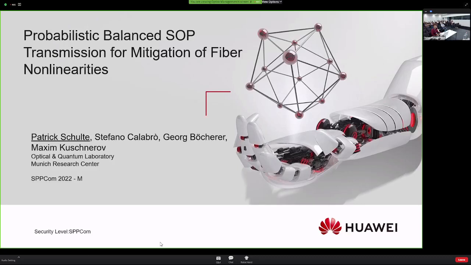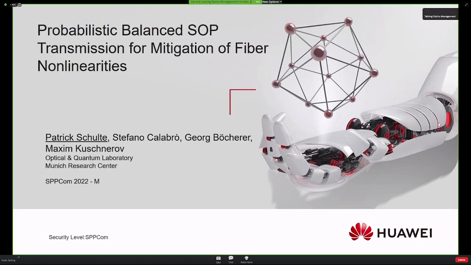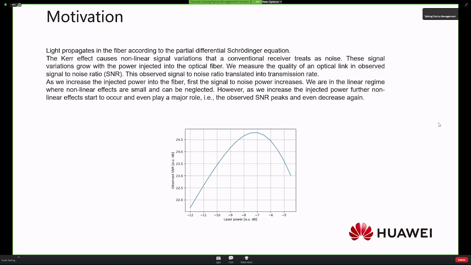State of polarization transmission for mitigation of fiber non-linearities. So basically, I'll take over what Yunus was talking about and show a different method, or a different metric, that we can or should consider as well. So the motivation is the same one again.